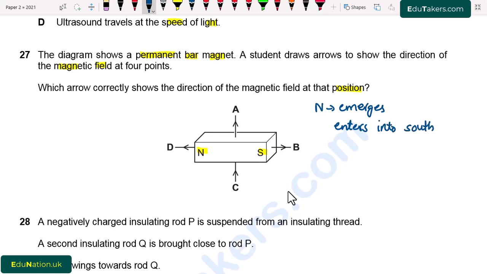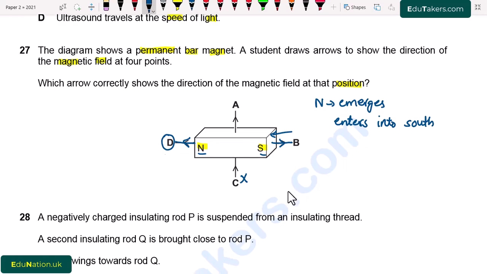So here two poles are shown. Here is north and south. The arrow is in outward direction. It means that the lines are emerging from the north. We also check the arrow on the other side, that is on the south side. Here the arrow is also in outward direction, but this arrow should be inward because the magnetic lines enter into the south pole. So A and B are not correct. Also C is not correct. So only D is correct, which shows that the magnetic lines emerge from the north pole.